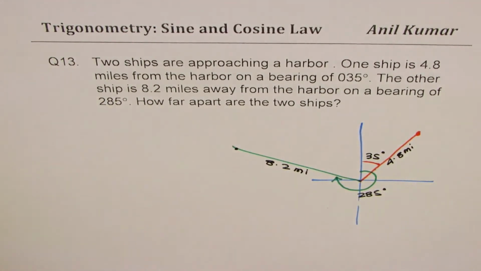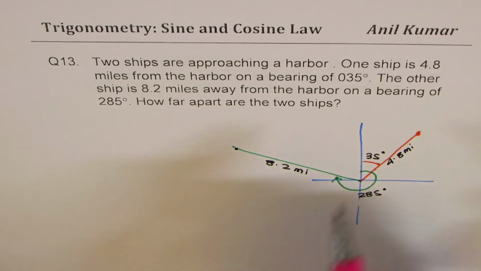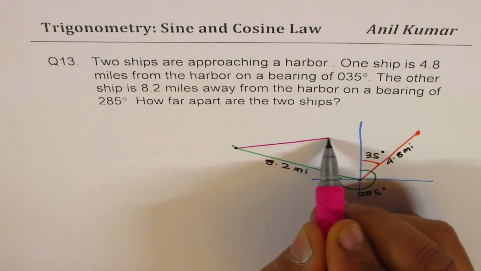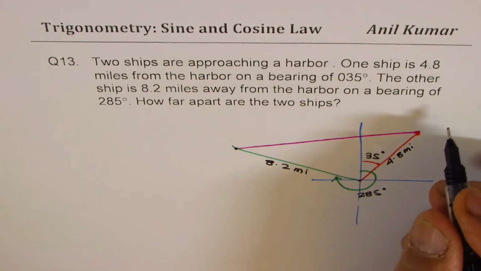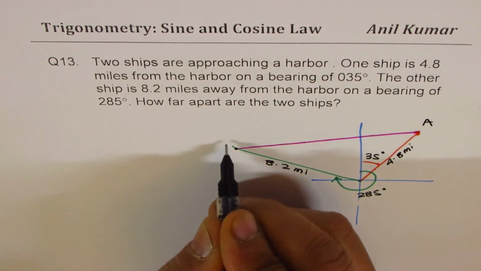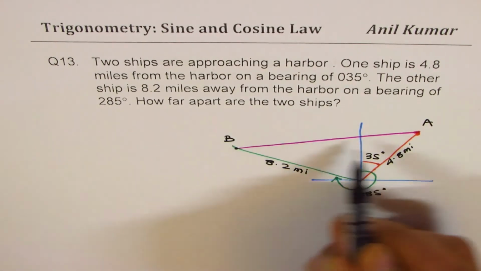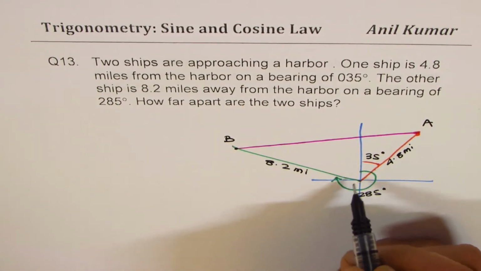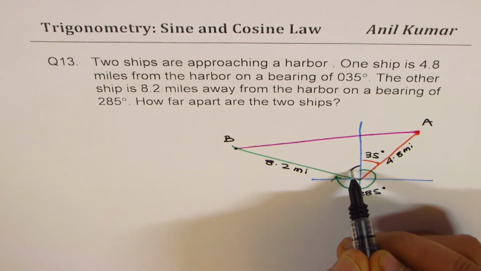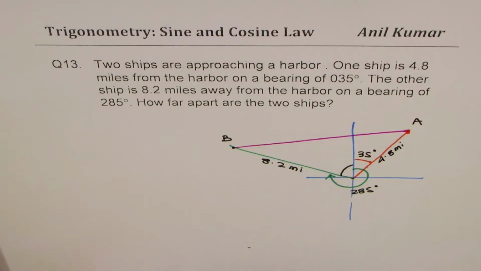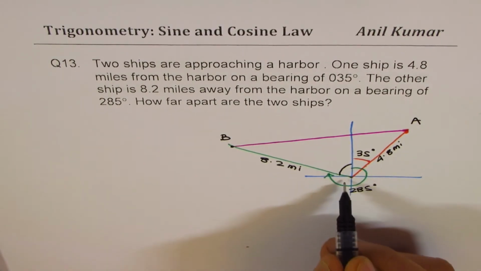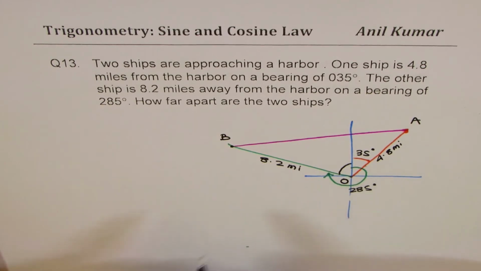We have to find the distance between them. So this is the distance which we are looking for. These are two ships, A and B, let us say, and we have to find that length. Now we can always calculate the angle. Since it is 285, let us calculate this angle. Let me call this point O.